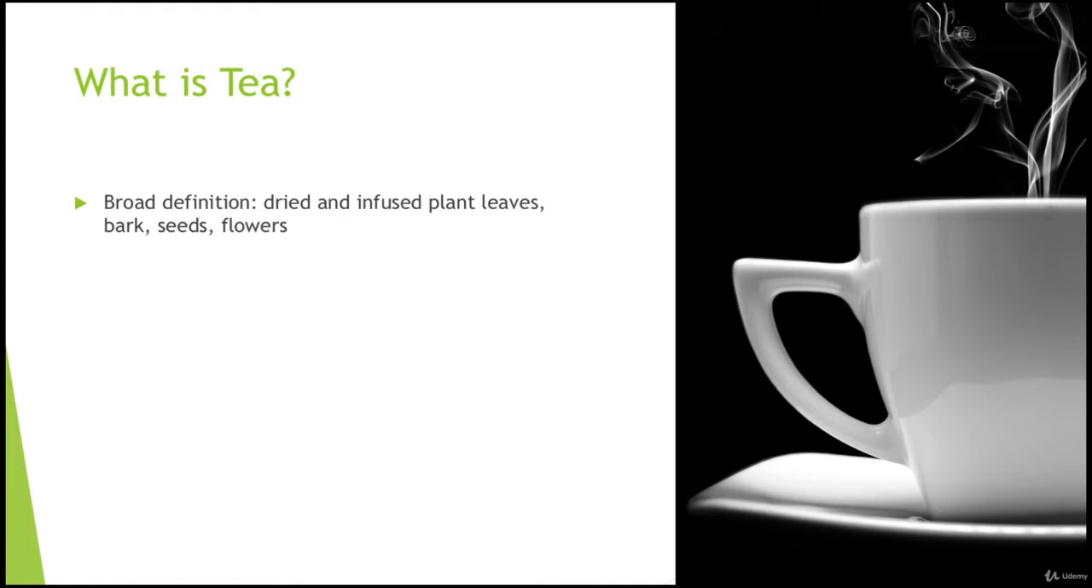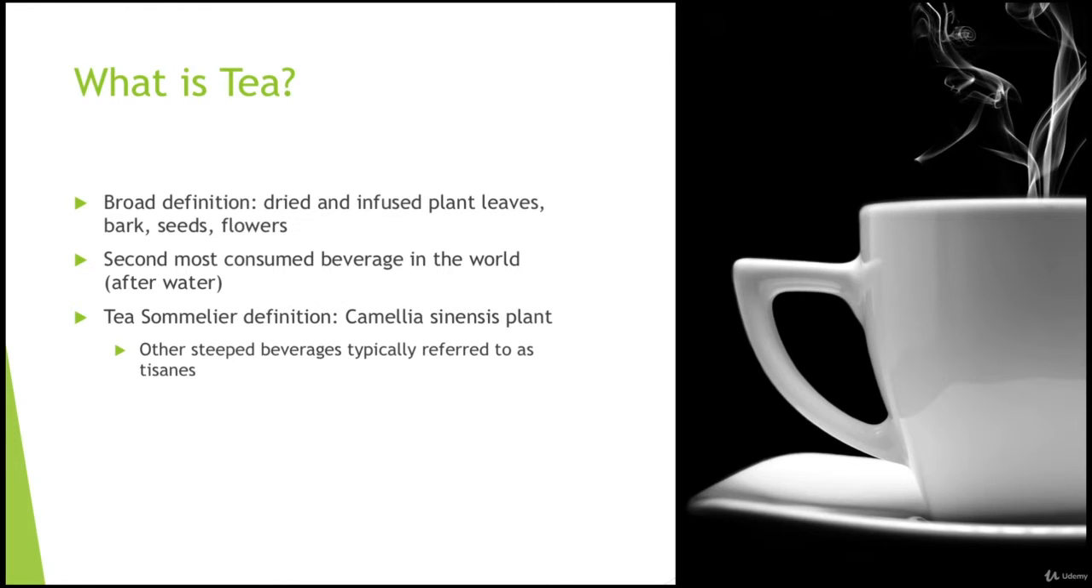So, what is tea? Well, the most broad definition is simply water that is infused with plant bits, either leaves, stems, bark, seeds, and so on. Around the world, tea is the second most consumed beverage after water. So as students of tea, we typically make a more distinct definition for tea, that it comes specifically from the tea plant, which is Camellia sinensis. Other infusions made with other plants we commonly call herbal tea or tisanes.